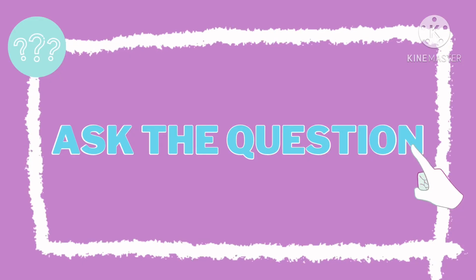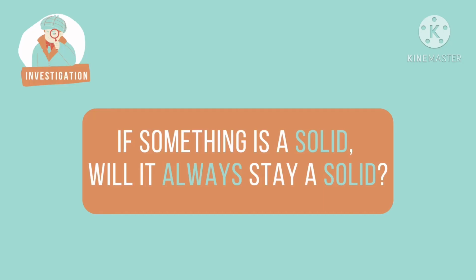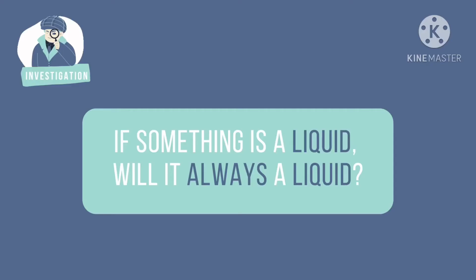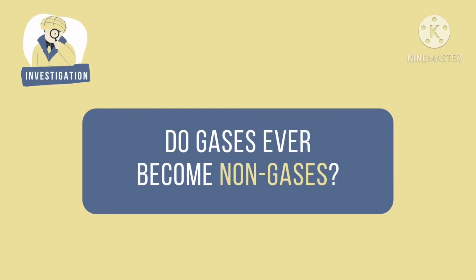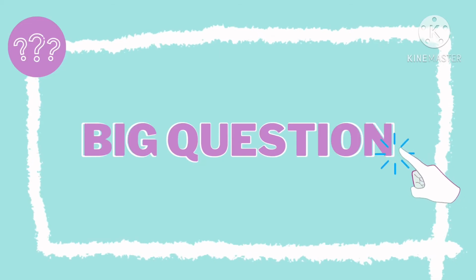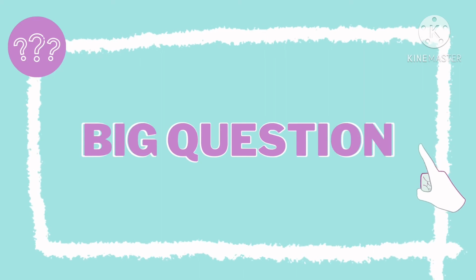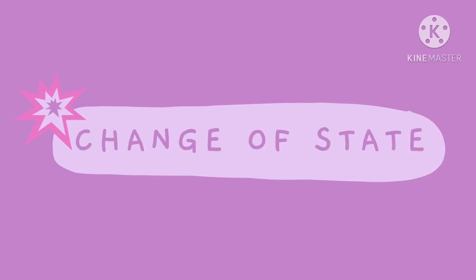Let's start by asking the question: if something is a solid, will it always stay a solid? If it is a liquid, will it always stay a liquid? Do gases ever become non-gases? Let's find examples of when object properties change. Then we can figure out what's happening to their particles. To find out if matter can change states, here's one.